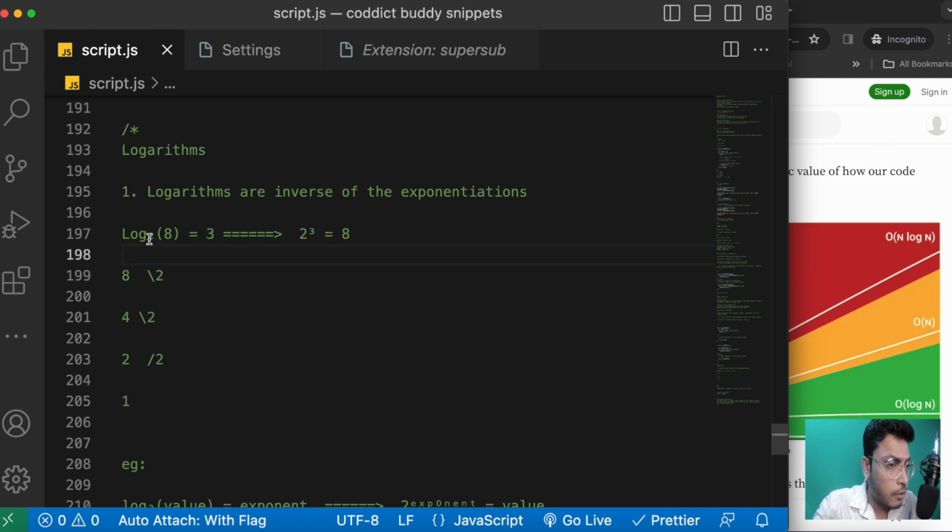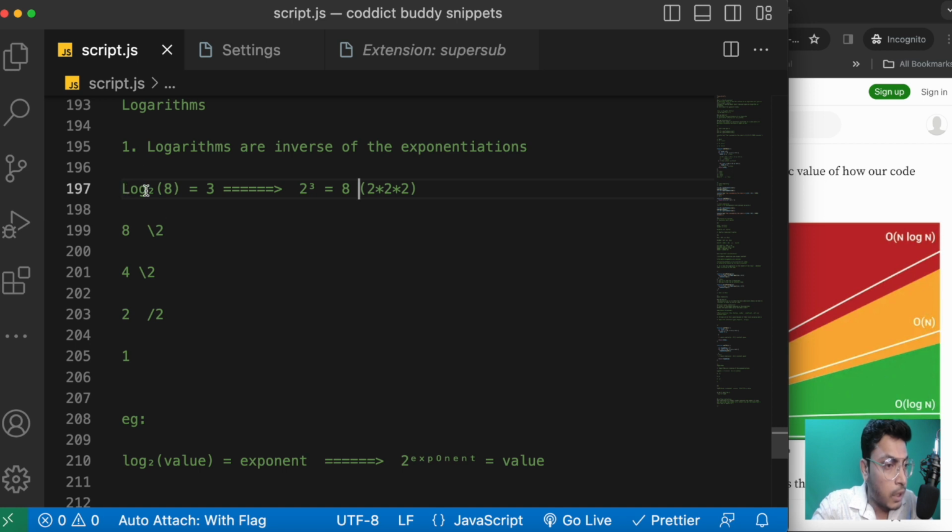See, 2 to the power what, as I mentioned, gives us 8. So 2 to the power 3 gives us 8, right? So we can write it like this as well. 2 cube, if you multiply 2 three times, like 2 into 2 into 2, then also it will give us 8, right? So that is why we say logarithms are the inverse of the exponents. Okay, so let me just quickly write it here. I think you guys will understand this, but still for a reference I'll write it like this. So this way we calculate the logarithms.